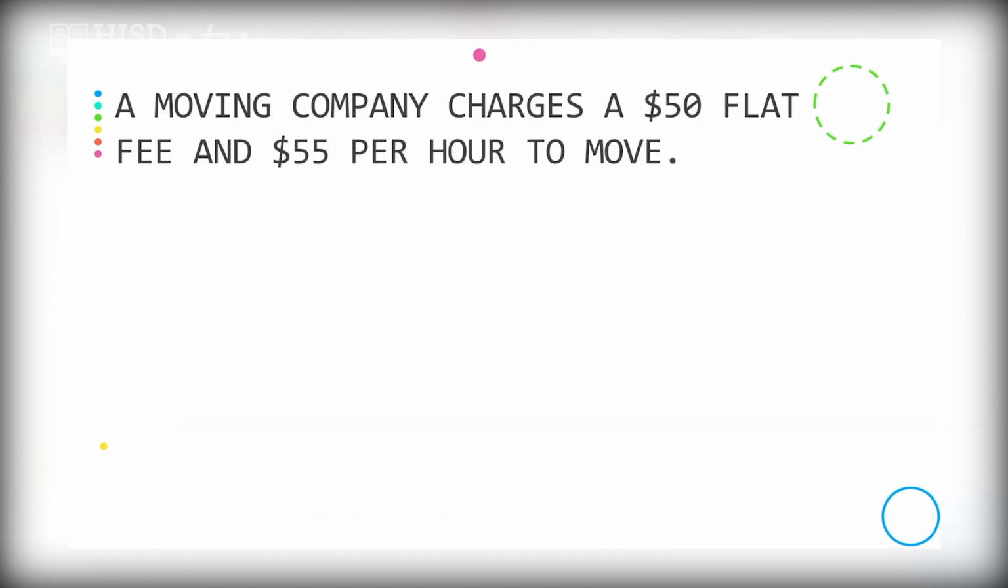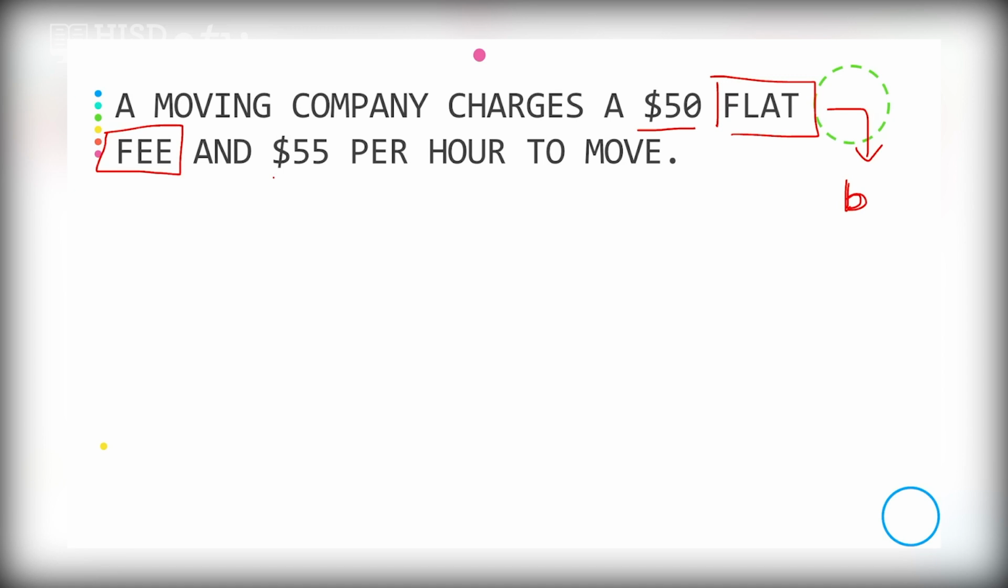The next problem is a verbal description, and we're going to use our keywords in order to find the equation of the line. It says a moving company charges a $50. That's going to be our first number. That is a flat fee, and we know from our previous lesson that a flat fee is going to be a constant, something that does not repeat. So that means that this one right here is going to be my y-intercept, or in my equation is going to be the letter b.